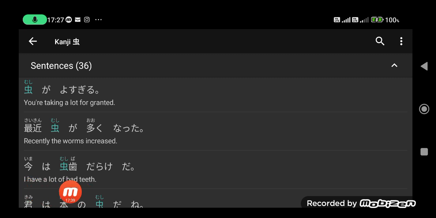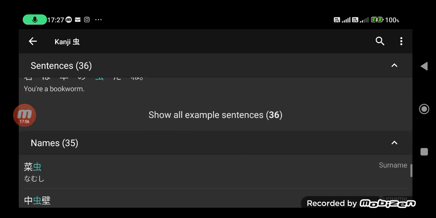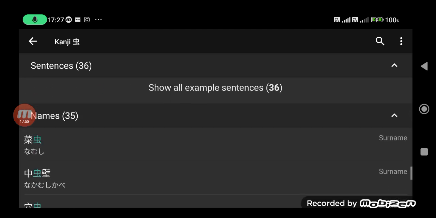Okay. How about this? I have a lot of bad teeth. Ima wa mushi ba darake da. Darake means full of. Ima wa mushi ba darake da. Okay.